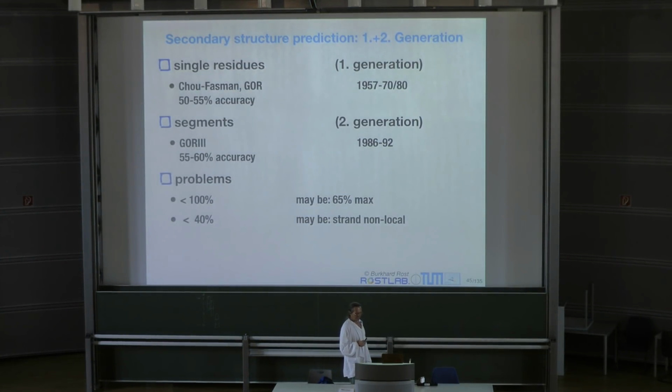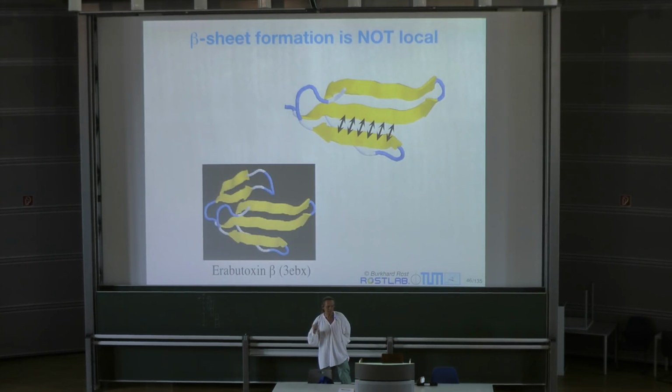There's another problem: in fact, most of those methods predict beta strands at a level of less than 40%. In the simplest model, random is 33, so 1 in 3, so less than 40 is very, very close to random. The argument again was this is completely understandable because beta strand formation is just not local.